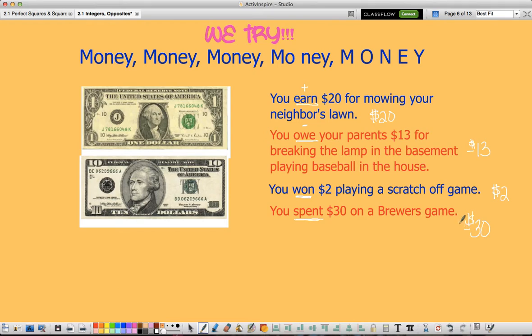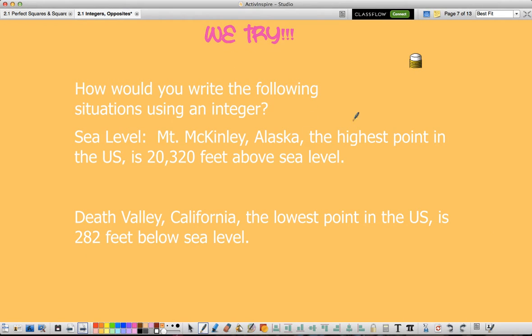So it's not only when you see the symbol that tells us that numbers are negative or positive, it's also when you're looking at word problems and looking for words like spent, earn, above, below. That's going to help you know your positives and negatives as well.